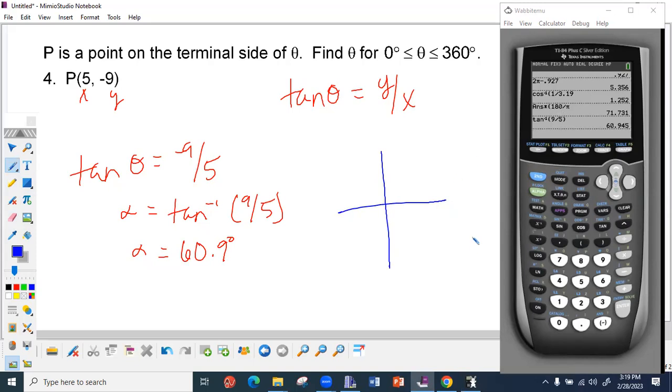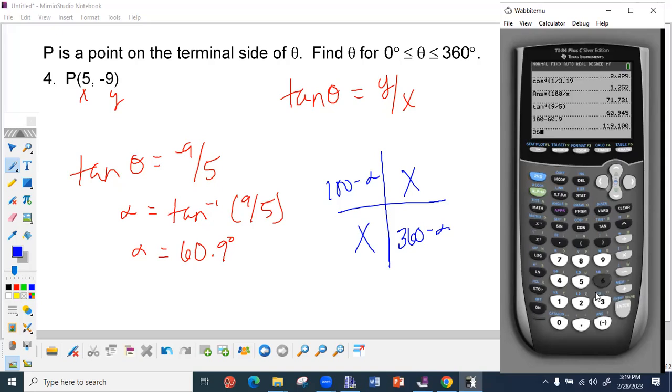Yes, exactly. All right, where's tan negative? Quadrants 2 and 4. Okay, so in quadrant 2, how do I use my reference angle? We're going 180 minus alpha. And in quadrant 4, we're going to do 360 minus our alpha. So we have 180 minus 60.9. That's one answer.